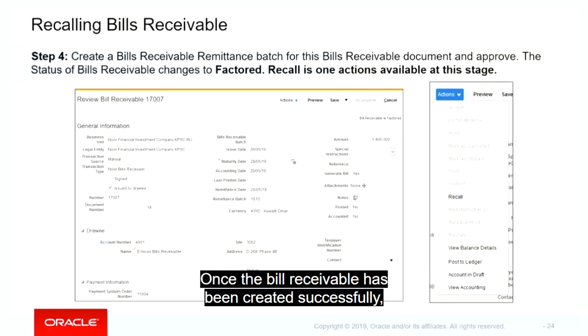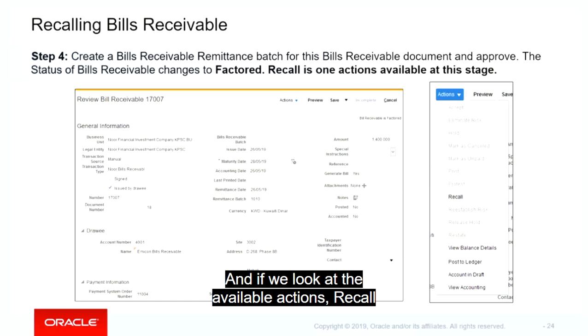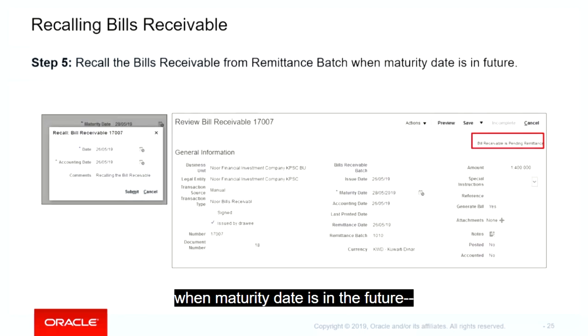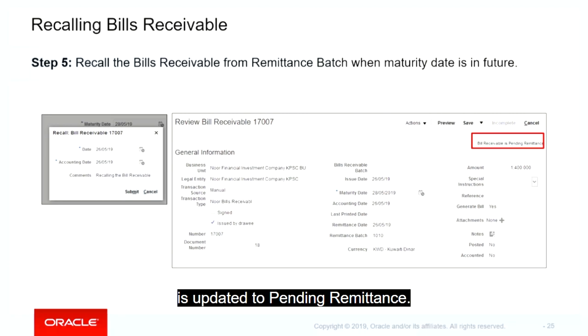Once the bills receivable has been created successfully, create a bills receivable remittance batch for this bills receivable document and approve the same. The status of the bills receivable changes to factored at this moment. And if we look at the available actions, recall is one of the actions available at this particular stage. Recall the bills receivable from the remittance batch when maturity date is in future. You can see the status of the bills receivable is updated to pending remittance.